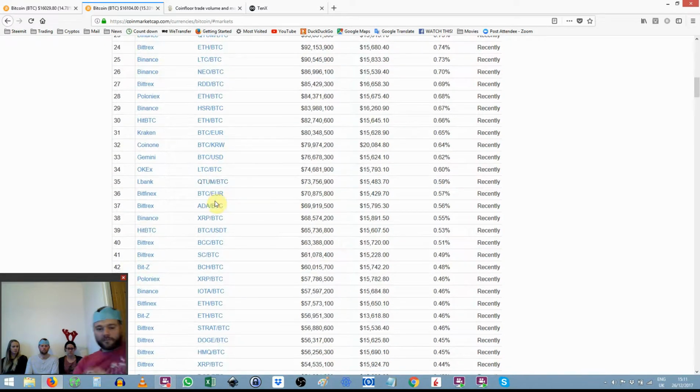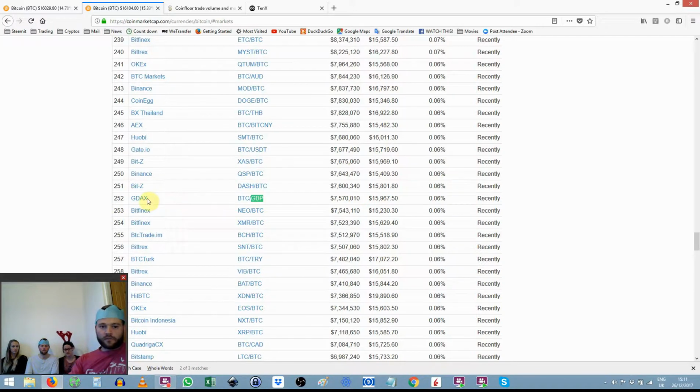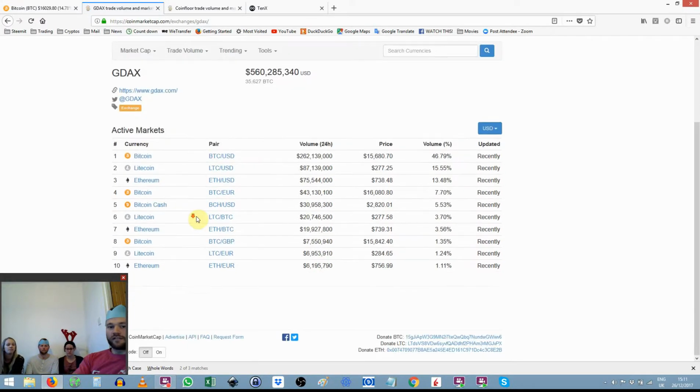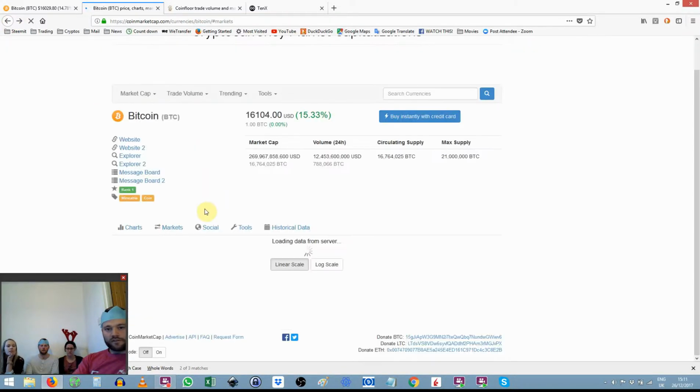So if we go to British pound GBP, and then let's go to GDAX, for example, the exchange, and let's see what else we can trade our British pounds in. Fantastic. Okay. Only into Bitcoin. Only Bitcoin now. Okay. So that's on GDAX. Let's have a look at another exchange.